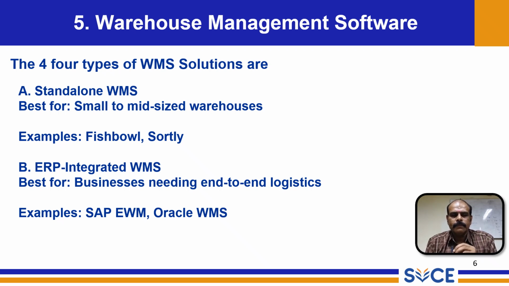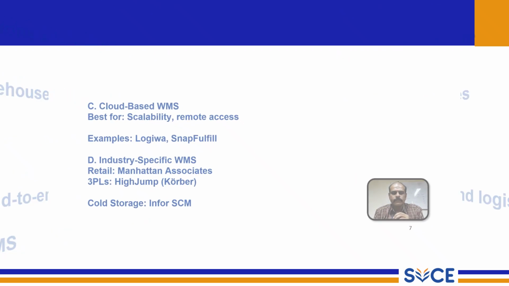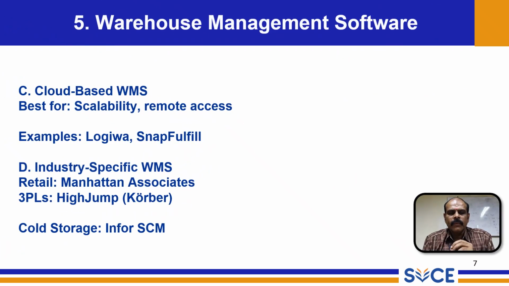Now we'll see the third one. The third one is cloud based WMS. Cloud based means it is going to be remote access and scalability is very high. Today you do it for some 100 components, tomorrow with the same software you can go for some 1000 components. So scalability is not going to be a big deal. Remote access: the user can be elsewhere and the warehouse can be elsewhere, thanks to the internet connection, so a cloud application will help us go ahead. Logiva or Snap Fulfill are examples of software in this regard.